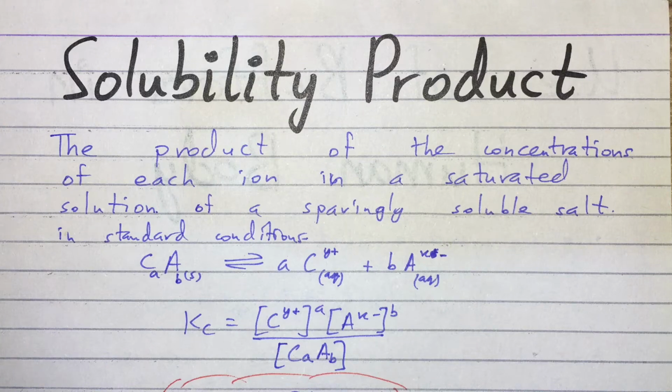So the next topic is solubility product. It's the product of the concentrations of each ion in a saturated solution of a sparingly soluble salt in standard condition. Sparingly soluble means that it's partially soluble and not fully soluble.